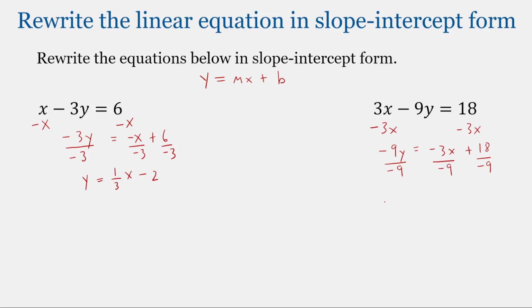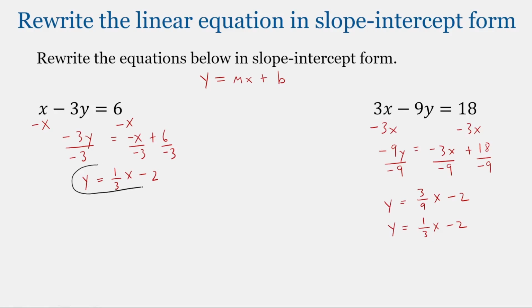This leaves us with y equals 3/9 x minus 2. And then we can simplify 3/9. That's actually 1/3 x minus 2.